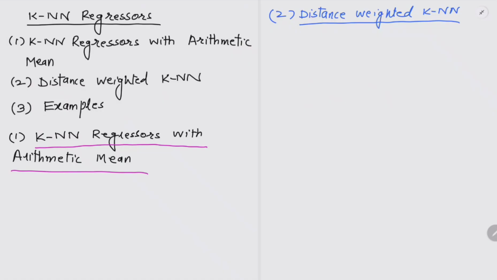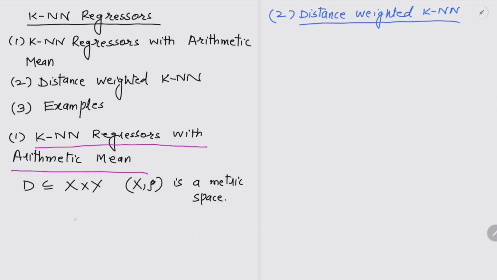So what is KNN regressor with arithmetic mean? Suppose we have some data. That data is a subset of X cross Y. And in KNN, we already know that we need to have X as a metric space, since you need to find a distance between a point and its neighbors.